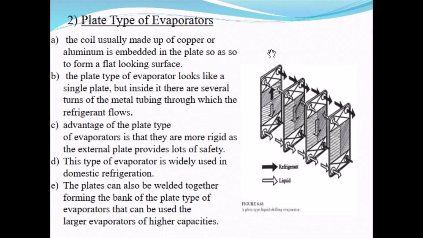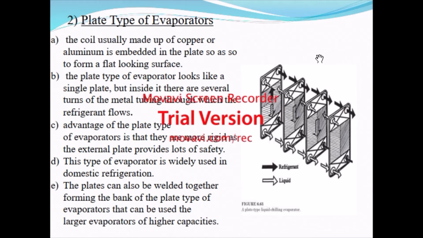And then the second one is very familiar in the HVAC system. That one we call the plate type of evaporator. The coil, usually made up of copper or aluminium, is embedded in the plate so as to form a flat looking surface. Okay, you can see in the figure.